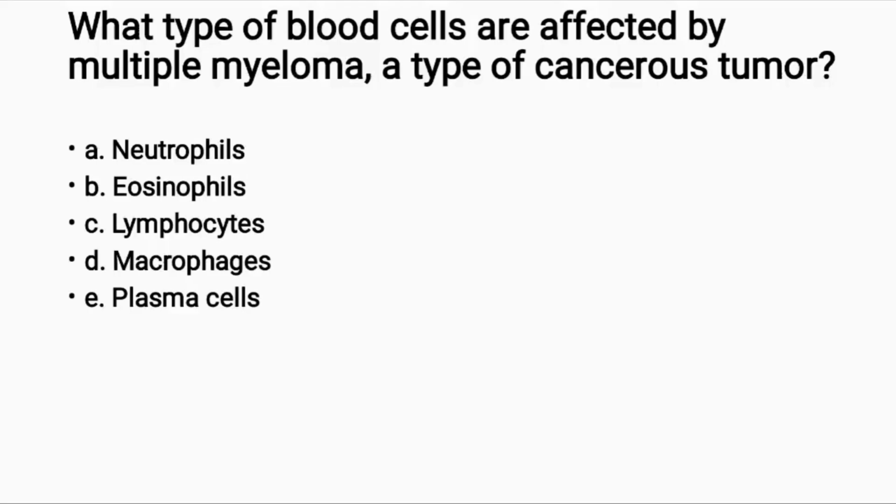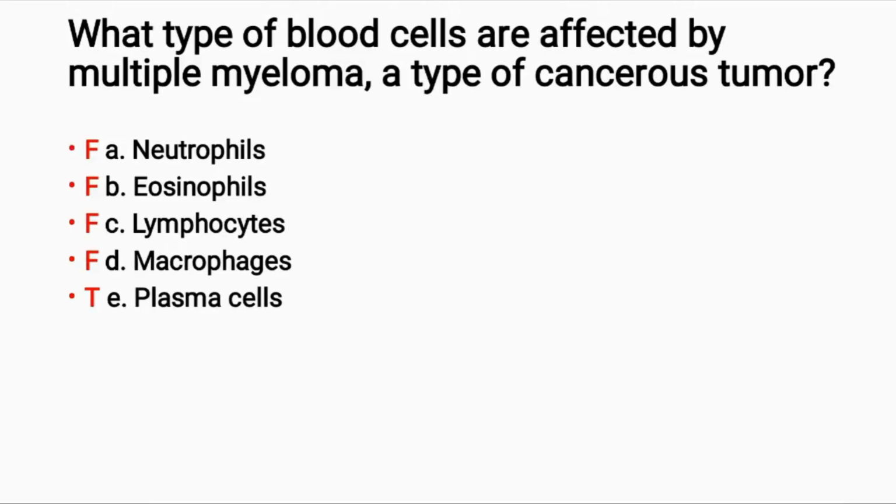What type of blood cells are affected by multiple myeloma, a type of cancerous tumor? A. Neutrophils. B. Eosinophils, lymphocytes, macrophages, plasma cells. Well, the answer is plasma cells, the true answer.